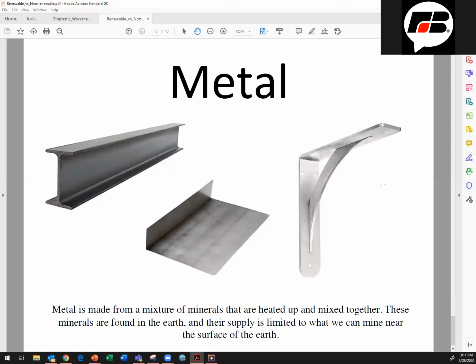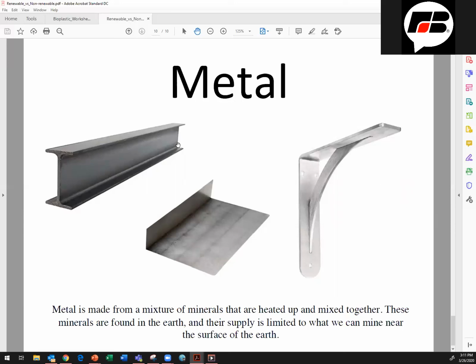Metal. Metal is made from a mixture of minerals that are heated up and mixed together. These minerals are found in the earth, and their supply is limited to what we can mine near the surface of the earth. Again, this would be considered a non-renewable resource because it is limited to what we can mine from the surface of the earth.